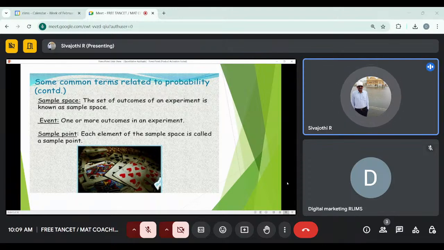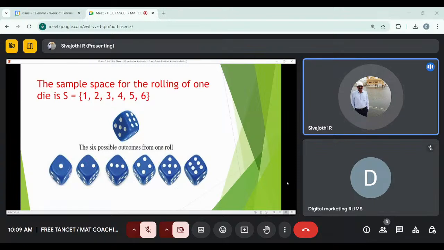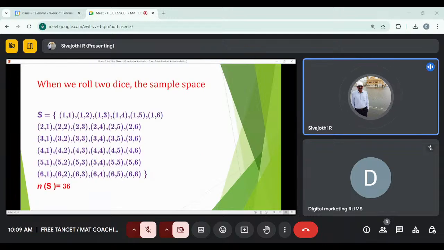Event: one or more outcomes in an experiment. Sample point: each element of the sample space is called a sample point. So the sample space, the possible outcomes on a die, are 1, 2, 3, 4, 5, and 6. This is called the sample space S, and n(S), the number of elements in the sample space, is equal to 6.